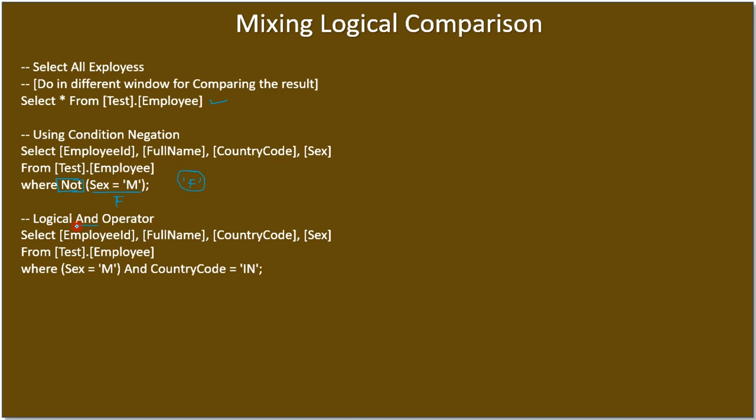Here we are going to see logical AND operator. So the same column list where sex equal to male, that's one condition, and country code equal to IN. That means country code should be India and sex should be male. Both conditions should satisfy. Say for example, there is a record here. So country code is IN in all the records. Let's assume like that.